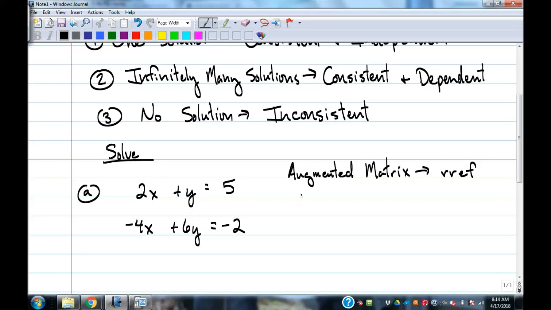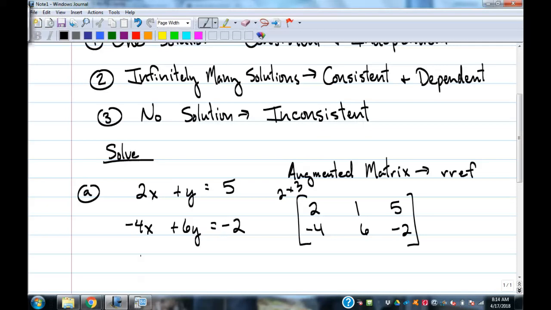That matrix that you set up, the first row is all the numbers from the first equation: 2, 1, 5. The second row is the numbers from the second equation: negative 4, 6, negative 2. That matrix is a 2 by 3: 2 rows, 3 columns. You've got to know the size in order to be able to put this into the calculator. So this is a matrix we're going to enter into our calculator.